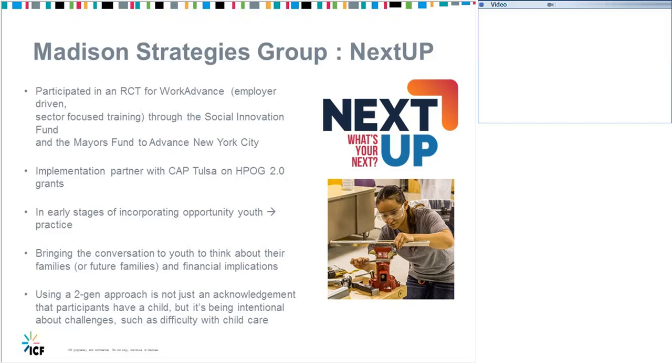And Madison Strategies has been a partner with CAP Tulsa on a few initiatives to include Work Advance, as well as the Health Professional Opportunity Grant that they received. And as many of you know, CAP Tulsa is really a pioneer in 2Gen practice. So what they're doing at Madison Strategies is that they're in their very early stages of incorporating opportunity youth into practice. And so the program is really built off of Work Advance, and it's called Next Up.